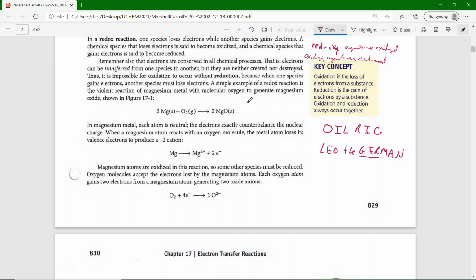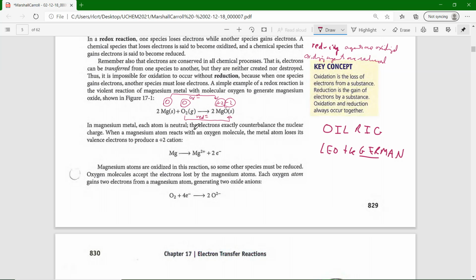Transfer electrons. It's not possible for oxidation to occur without reduction. Here's a redox reaction involving magnesium to form magnesium oxide. So magnesium has an oxidation number of 0. You saw that in the review. Oxygen also has an oxidation number of 0. And in the product, magnesium is +2 and oxygen is -2. So we have magnesium going from 0 to +2. So the oxidation number goes up. So that means magnesium is undergoing an oxidation. Oxygen goes from 0 to -2. So the oxidation number goes down. So oxygen is undergoing a reduction.